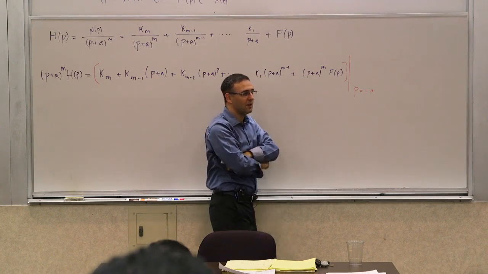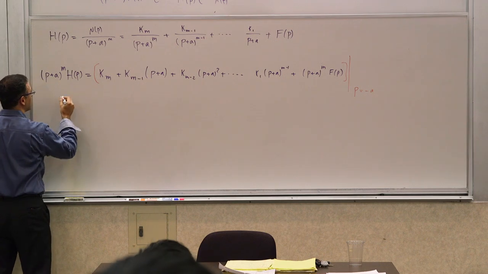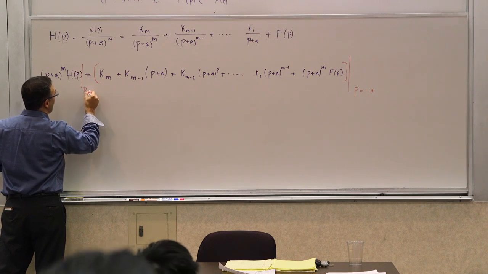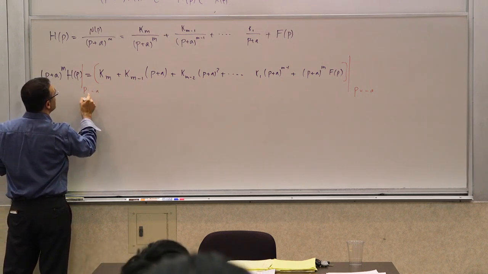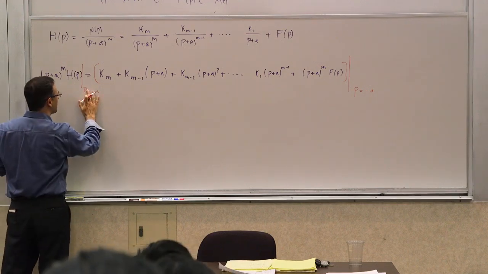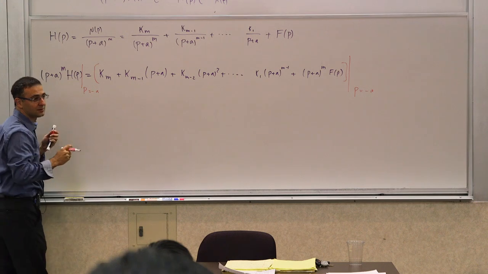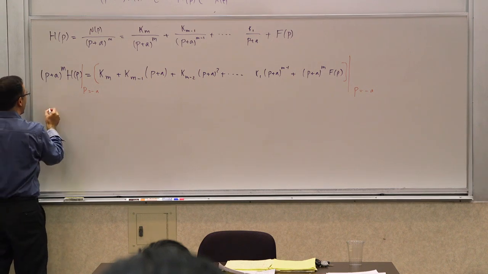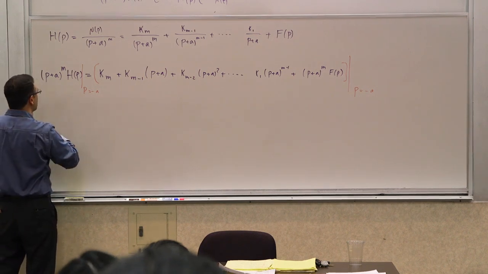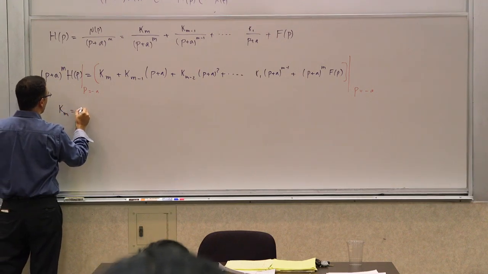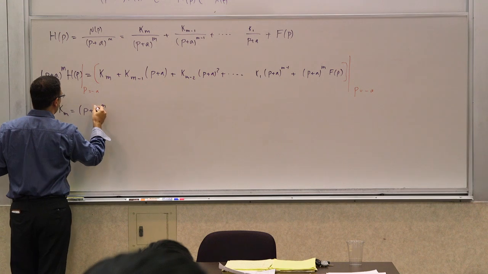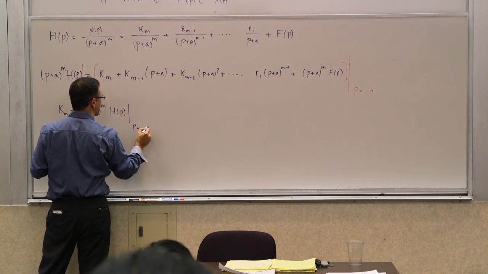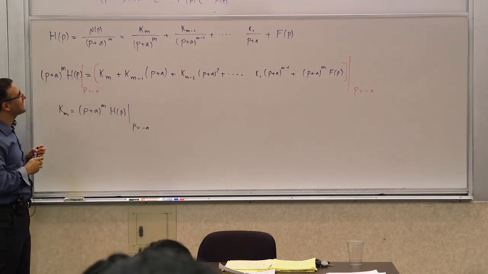Does it make sense? So you can calculate k_m, which is equivalent to saying evaluate this for p being negative a. This is not strictly correct, meaning replace p with negative a, because p is an operator, but I'm using notation loosely here. But you know what I mean. So k_m is pretty straightforward. You just multiply the whole thing by p plus a to the m and evaluate it for negative a. So that's fine. How about k_(m-1)?